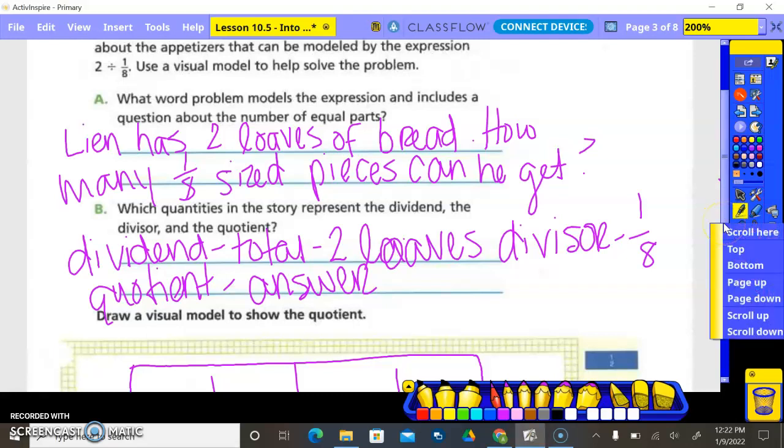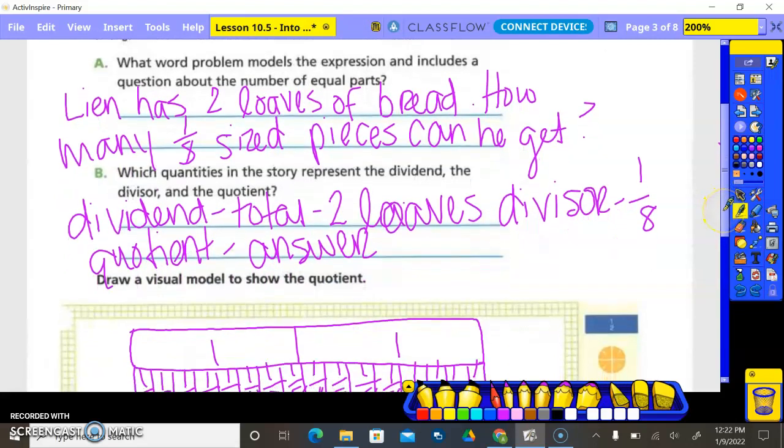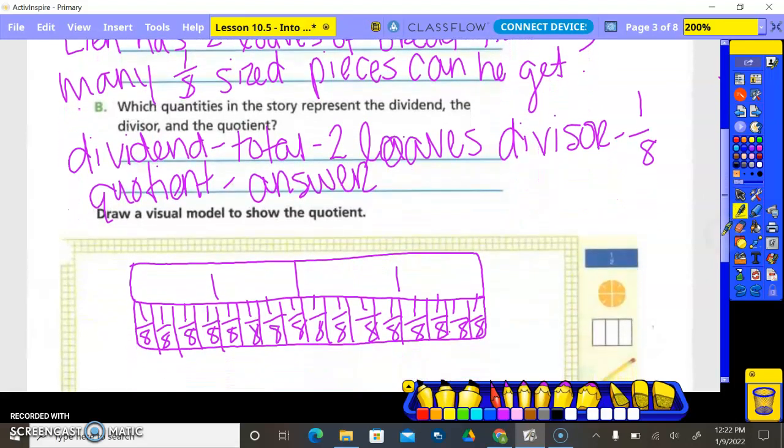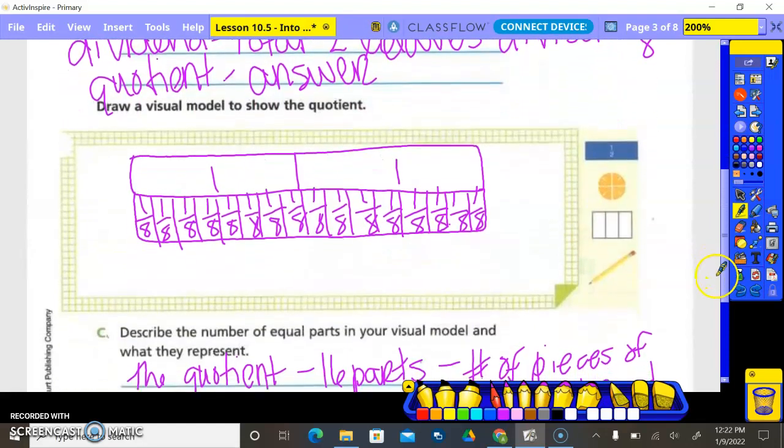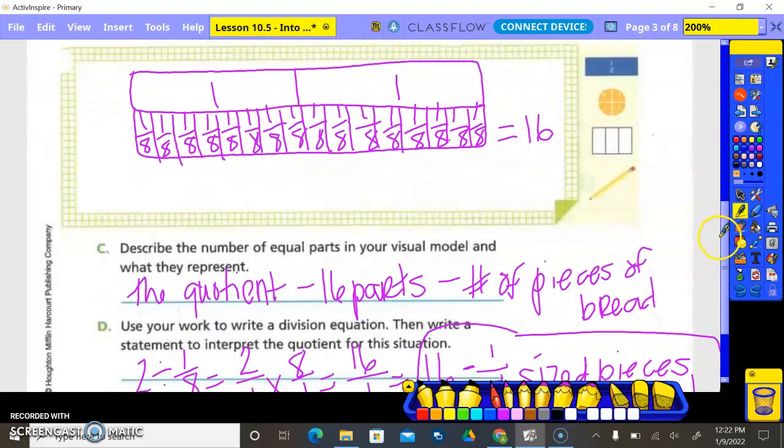So which quantities in the story represent the dividend, the divisor, and the quotient? The dividend is the total, so the 2 loaves. The divisor is 1/8, and the quotient will be our answer. So we drew a visual model. We had our fraction pieces. So we had 2 whole pieces, and then we broke each of those whole pieces into 8, and there will be a total of 16 1/8-size pieces.